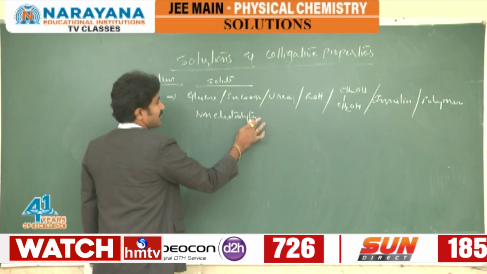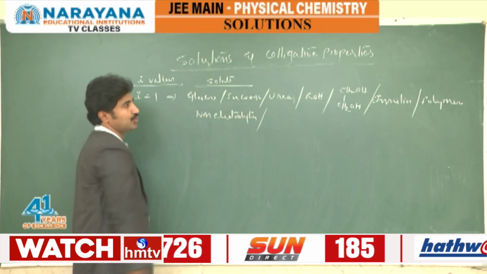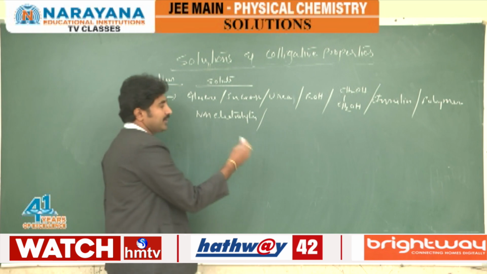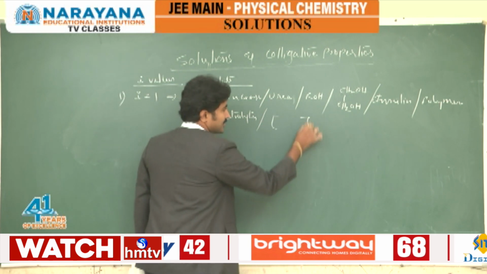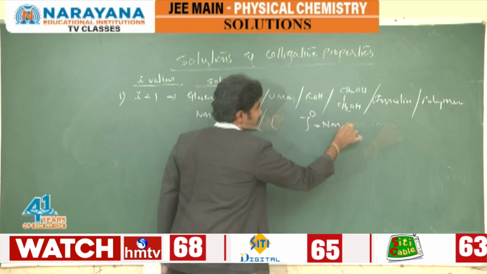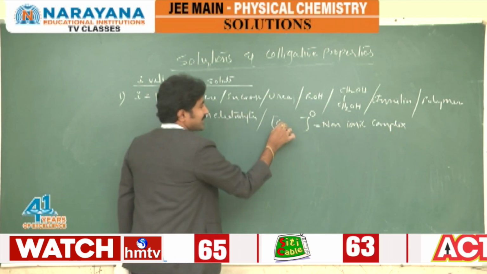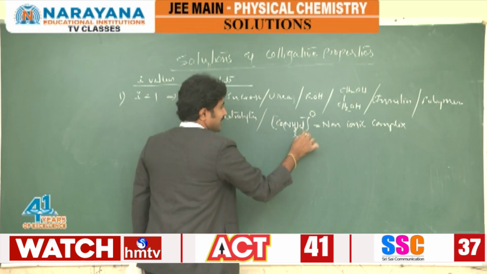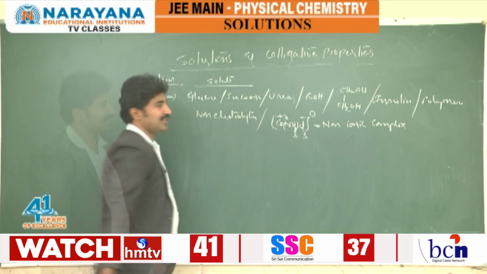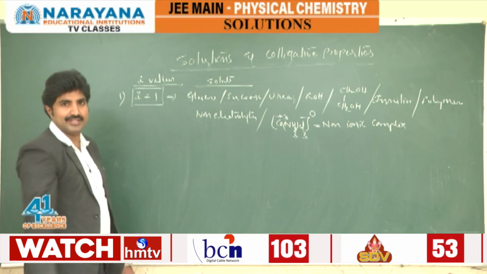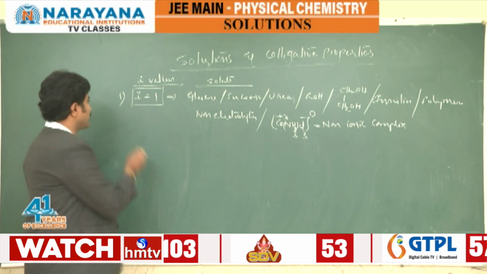If the solute is a non-electrolyte: glucose, sucrose, urea, alcohol, ethylene glycol, insulin, polymer, even non-ionic complex. If the complex carries 0 charge, this is called a non-ionic complex. Best example, Co(NH3)3Cl3. Cobalt is in +3 state, so it is a non-ionic complex. Whenever these solutes are given in the solution, use i is equal to 1.